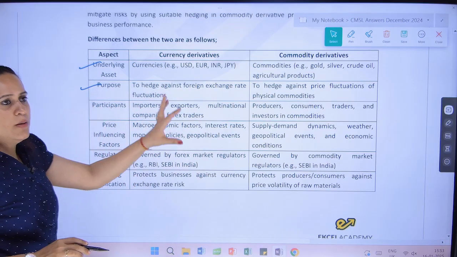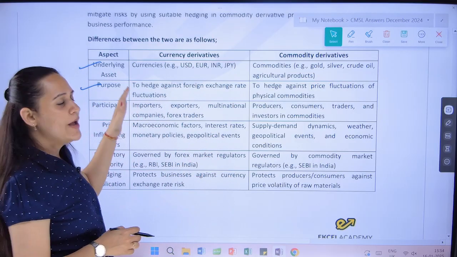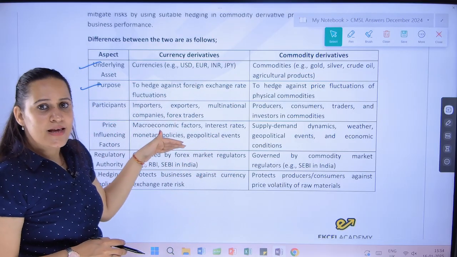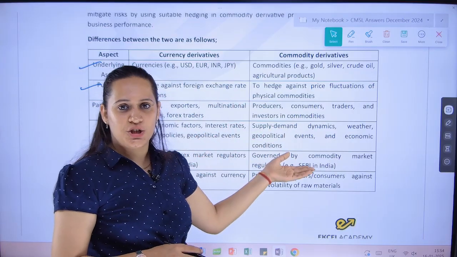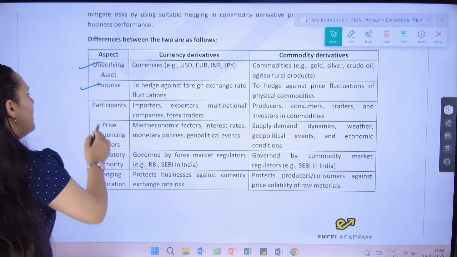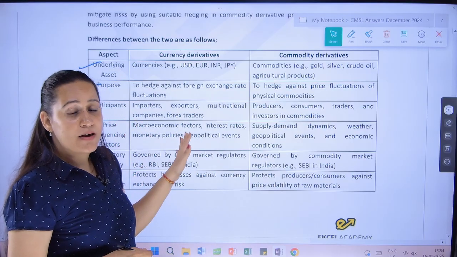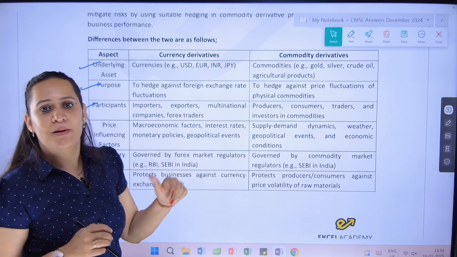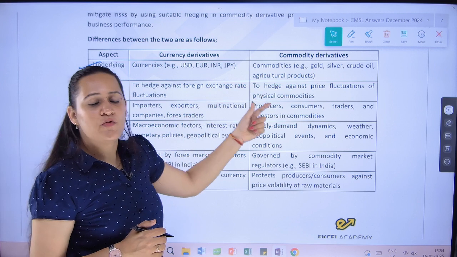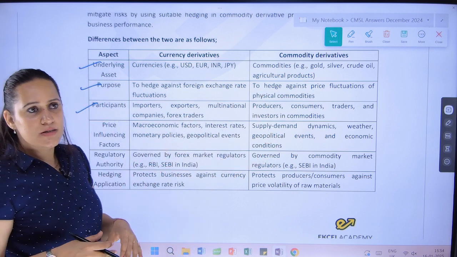What is the purpose? Purpose for both of them is the same, it is hedging, but here we are going to hedge against the currency fluctuation. Here we are going to hedge against the price fluctuation of the commodities. Participants, again here it is importers and exporters who are going to be majorly impacted because they are going to make the payment in foreign currency. So the currency value plays a very significant role. In case of commodity derivative, it is majorly the producers, consumers or traders who are going to buy.